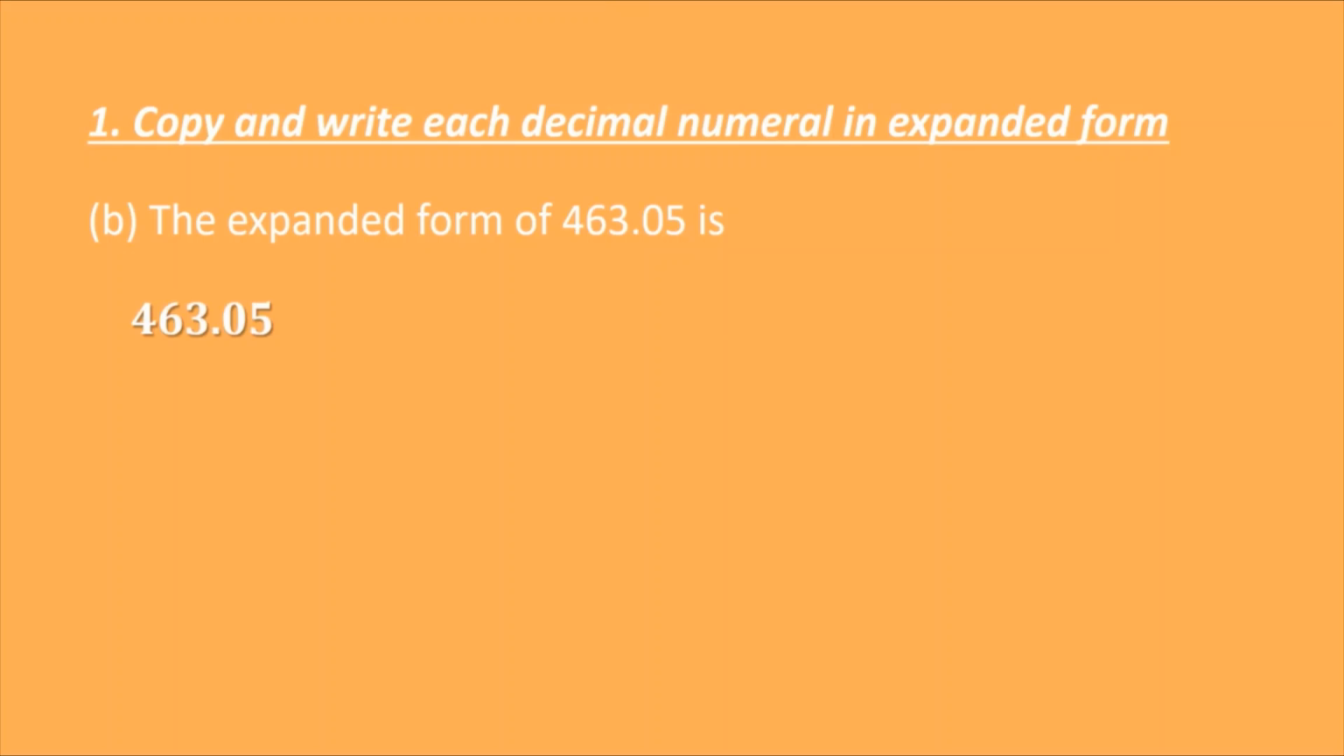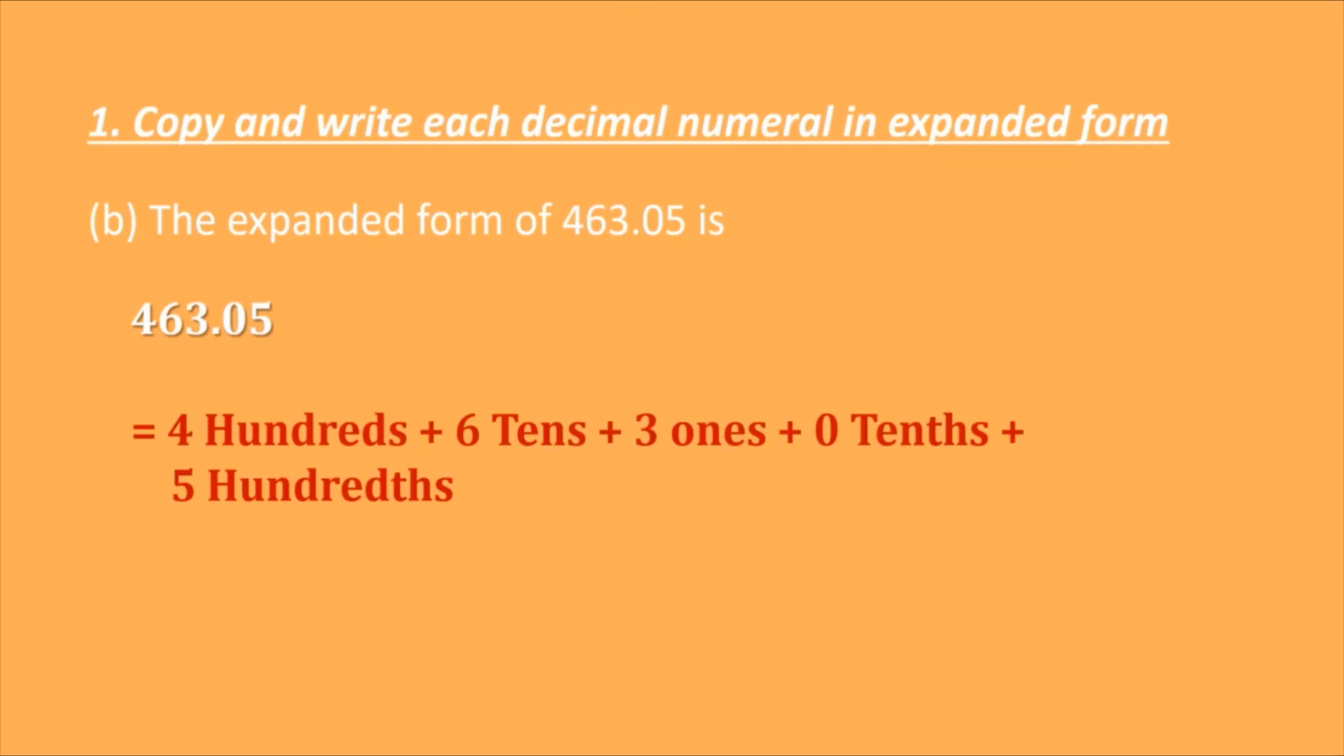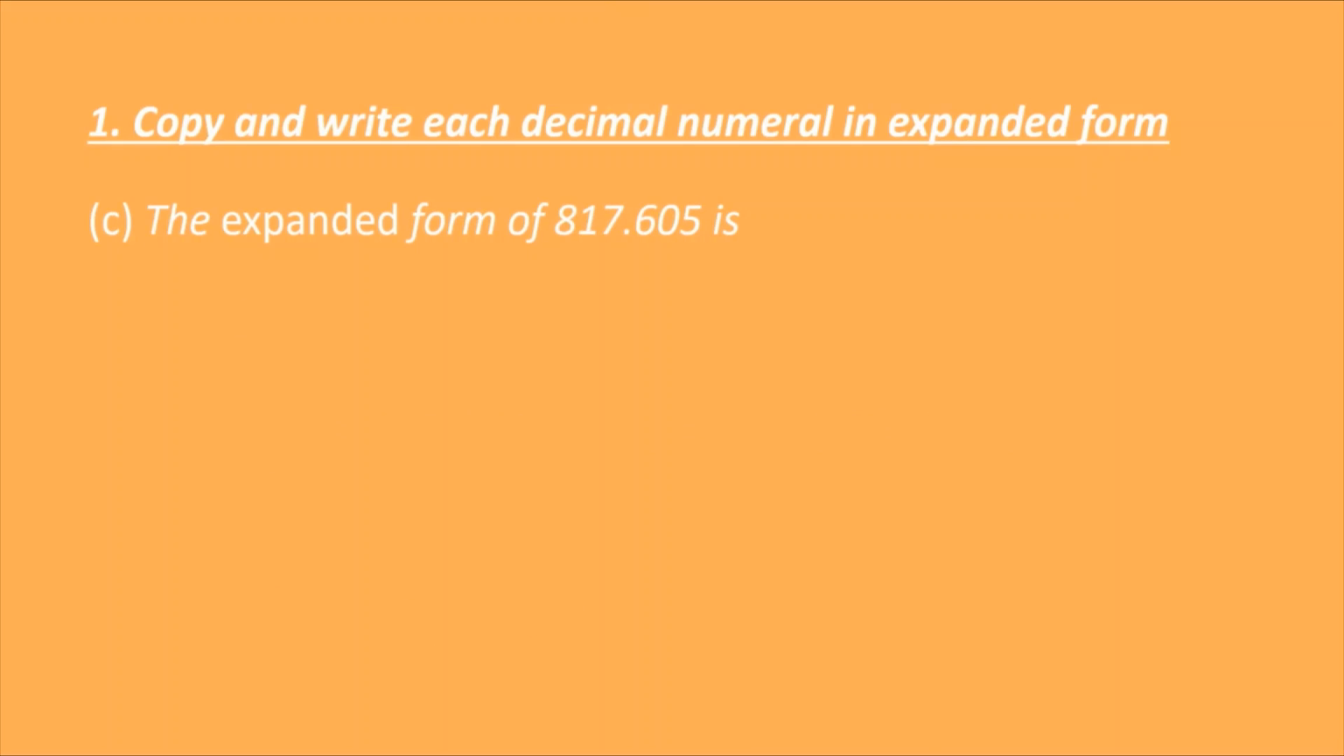The next number is 463.05, which we have to write in expanded form. So first let us see the whole number part, that is 463. So 4 is in the hundreds place, 6 is in the tens place and 3 is in the ones place. So we write it as 4 hundreds plus 6 tens plus 3 ones. And then the first digit after the decimal is 0, which is in the tenths place. We write it as 0 tenths plus 5 is in the hundredths place, so we write it as 5 hundredths. In another form, we write it as 400 plus 60 plus 3 plus 0 by 10, that is 0 tenth, plus 5 by 100.